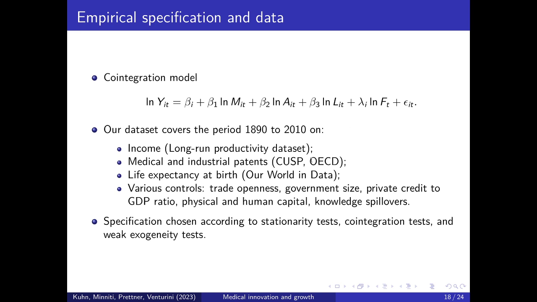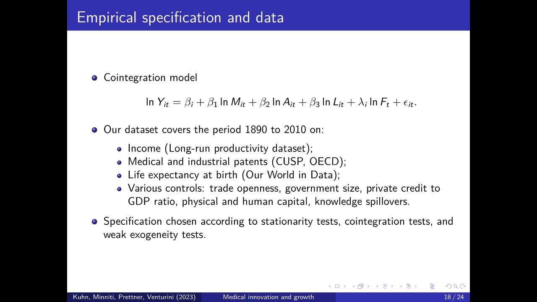The main variables that we have cover the time period from 1890 to 2010. There's income from the long-run productivity data set, medical and industrial patents for the comprehensive universe of United States patents, and an OECD data set, where we can disentangle medical from industrial patents. We have life expectancy at birth from Our World in Data, and we include in the paper, in the appendix, various control variables such as trade openness, government size, private credit to GDP ratio, proxies for physical and human capital, and knowledge spillovers between different countries, but they do not change our estimation results, basically.